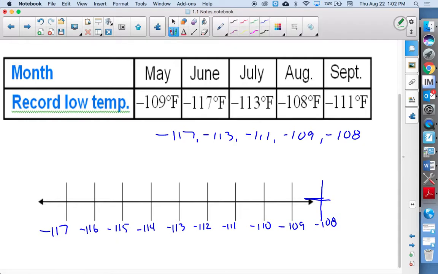All right, graphing our first temperature, negative 117. Draw your coordinate, maybe cross it off so you know you graphed it. Negative 113 is our next coordinate. Negative 111 is our third. Going over to negative 109. And then our last one at negative 108, which we had to kind of draw in there because we ran out of space. But that's totally fine if you have to do that.